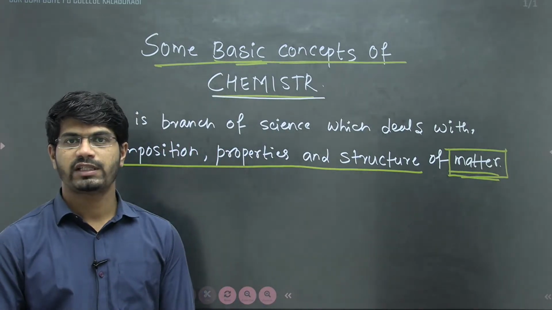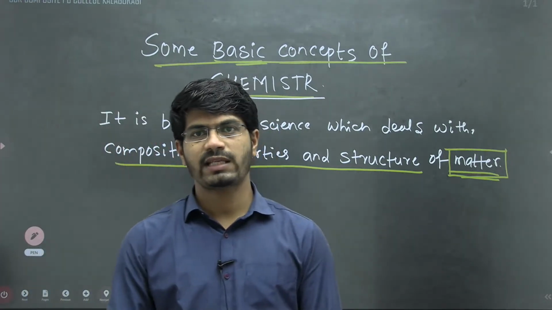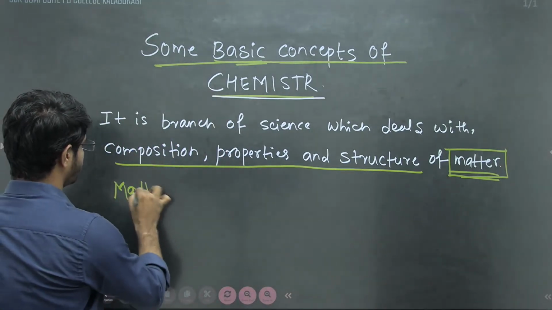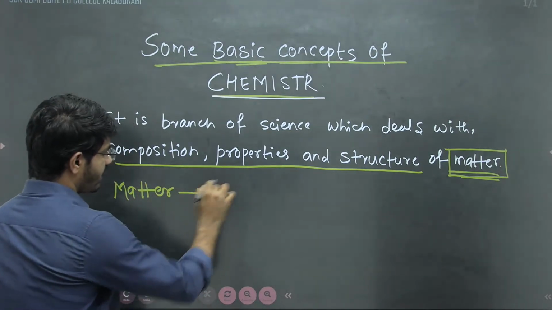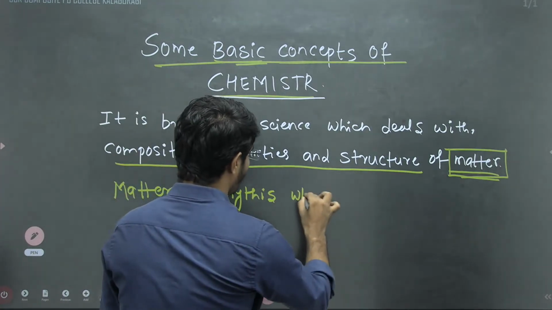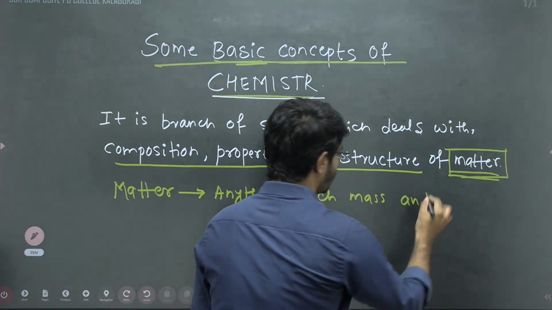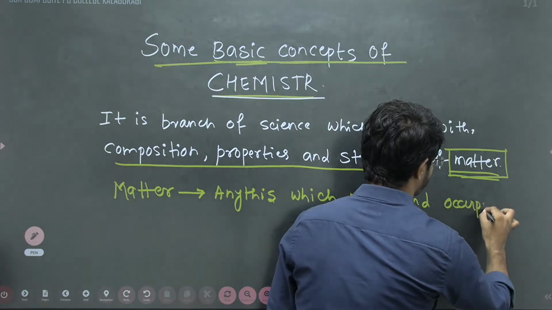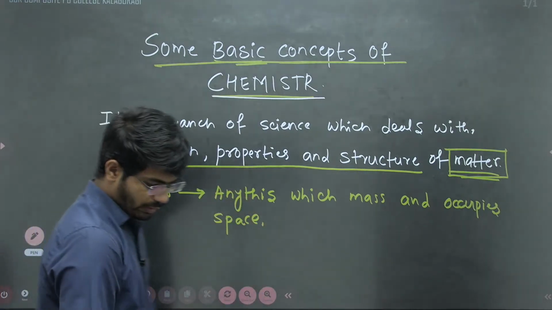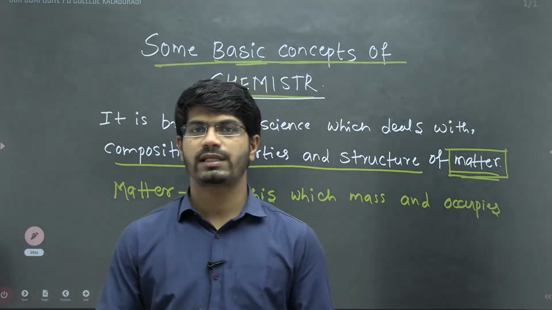What is matter now? As you all know, matter is a substance, or it is anything which occupies space and has mass. Matter is anything which has mass and occupies space. Now, in your day-to-day life, all the things which are present around us are matter.